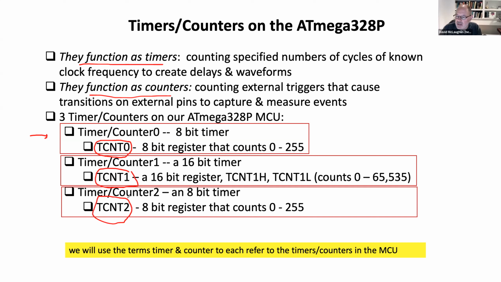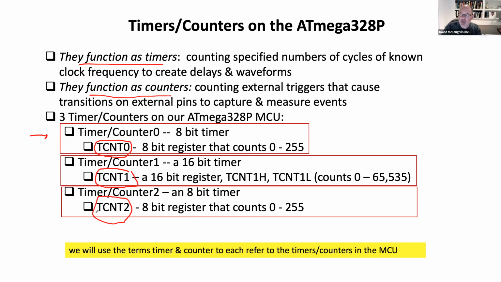Timer counter 0 is an 8-bit counter. So what does it mean to have an 8-bit counter? It means it's counting between 0 and 255. That's the idea, because with 8 bits you can count up to 255. The 16-bit counter can count between 0 and 65,535. Okay, and the third counter there, counter 2, is also an 8-bit counter. So that's what we've got in there.